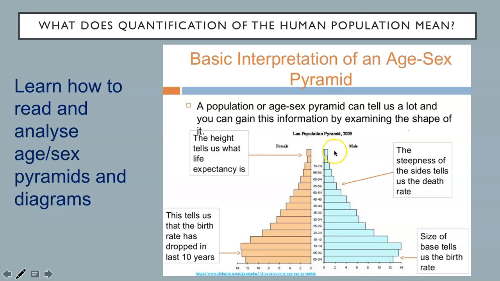By examining the shape of the diagram, you can learn a lot about the population of a location, region, or country. For example, the height of the diagram tells us what the life expectancy is. In this case, 85 years of age for both females and males. The steepness of the side tells us the death rate. Keep in mind that death happens at all age ranges. The size of the base tells us the birth rate. The dip here tells us the birth rate has dropped in the last 10 years.